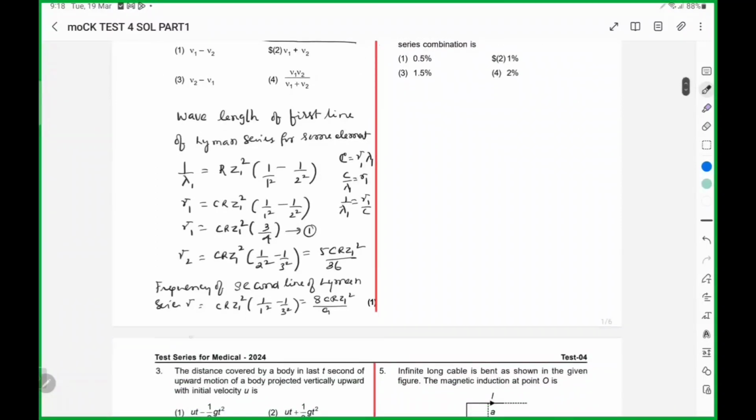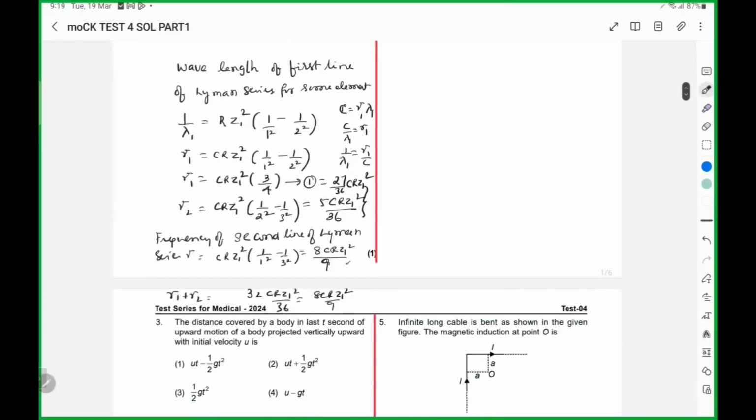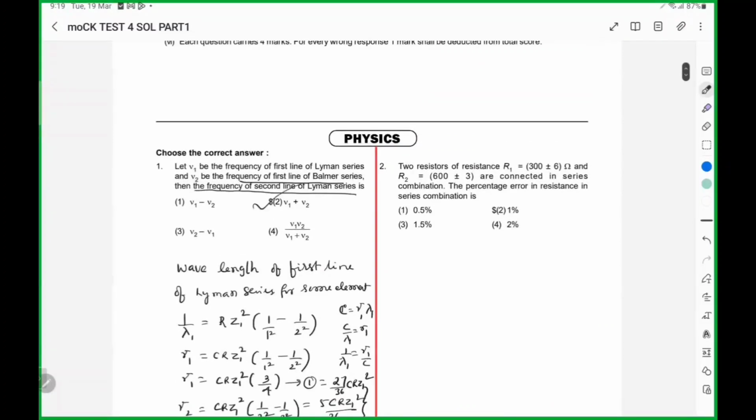From this we can say, adding these two. Here I can write which is same as 27 by 36 C R Z1 square. So adding these two, mu1 plus mu2, which is 32 C R Z1 square by 36, which is 8 C R Z1 square by 9. So which is same as this. Answer is mu1 plus mu2.